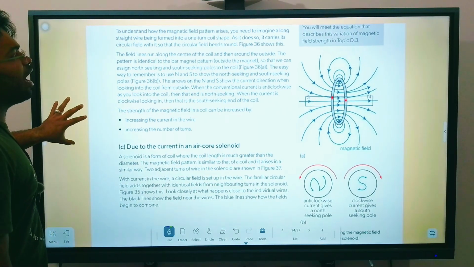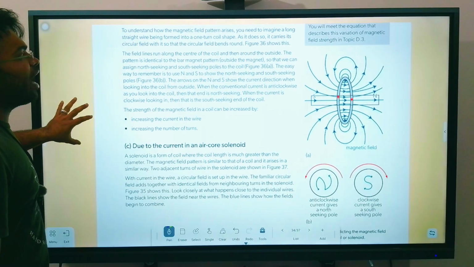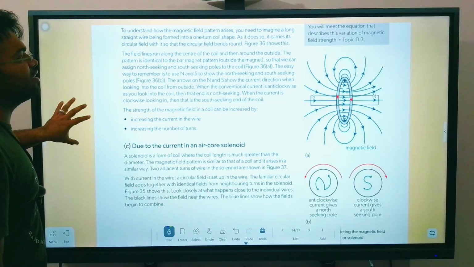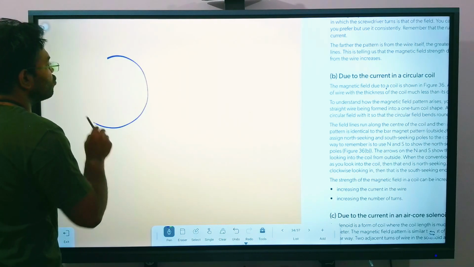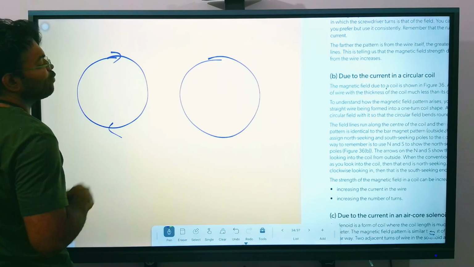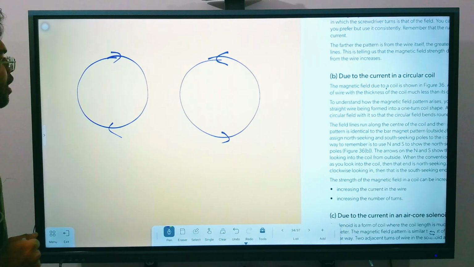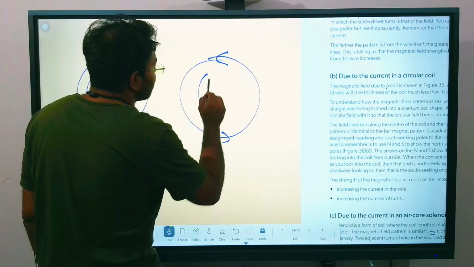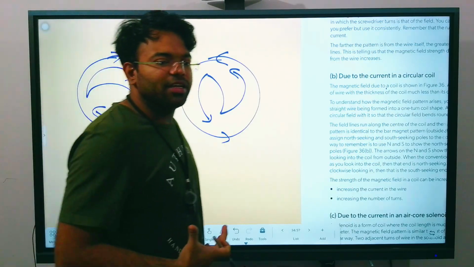The field lines run along the center of the coil and then around the outside. The pattern is identical to the bar magnet pattern, so that we can assign north seeking and south seeking poles to the coil. I'll show you how it looks. Just draw two circles like this. Draw a clockwise current flowing in this coil and draw an anti-clockwise current flowing in this coil. Now just draw this line. Can you see two letters here?